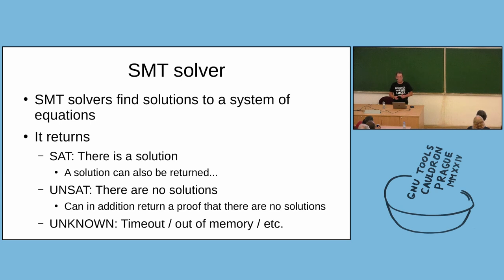Here the tool can report a proof that there are actually no solutions. So you do not really need to trust the tool. You can verify that the tool did the work correctly. Unfortunately, this makes the tool slower, so I'm not using proofs in any way. And then it can return unknown. That is sort of timeout, out of memory, and so on.